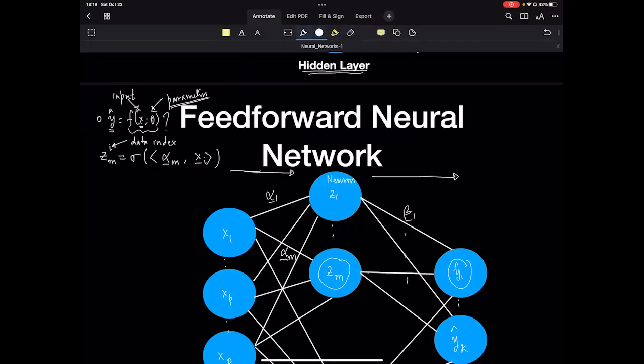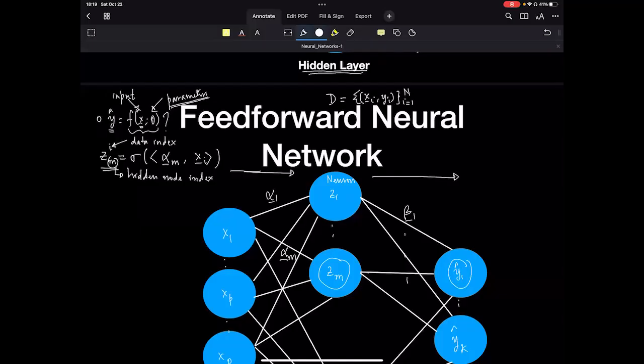So let me be clear about this as well. The data D is composed of x_i, y_i, and we have i going from 1 to, say, capital N. So for the ith input to my model, the output at the mth hidden layer node is going to be notated like this. And this is the hidden layer node index. Okay, are we clear?